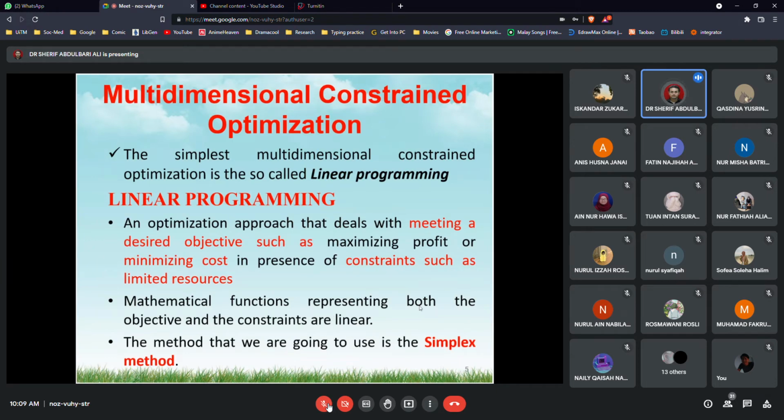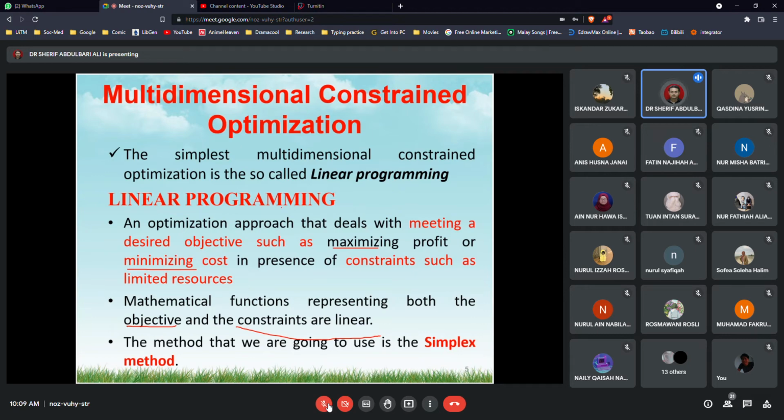Okay. So the mathematical function is going to represent both. In our case, for a constraint optimization problem, we are going to have two major parts. The first part is the objective function, which is to maximize the profit or minimize the cost. And the second part is the constraints, which are, let's say, the time, the storage, the cost. So this is what we have.